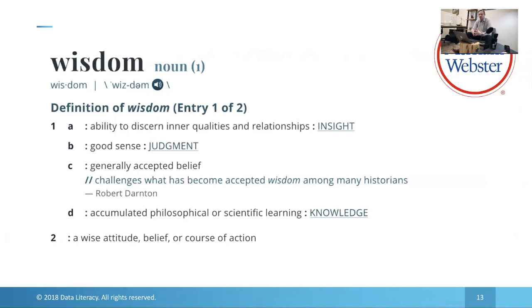It can also be a generally accepted belief. So in that sense, it can connect back to science, that we come to a place where there are notions about our universe that are accepted, and therefore in the common wisdom, or the accepted set of beliefs that most people have. And that's the scientific learning piece of it. But I love this second definition, which is a wise attitude, belief, or course of action. So in other words, we're going to take a course of action when we go through this process.